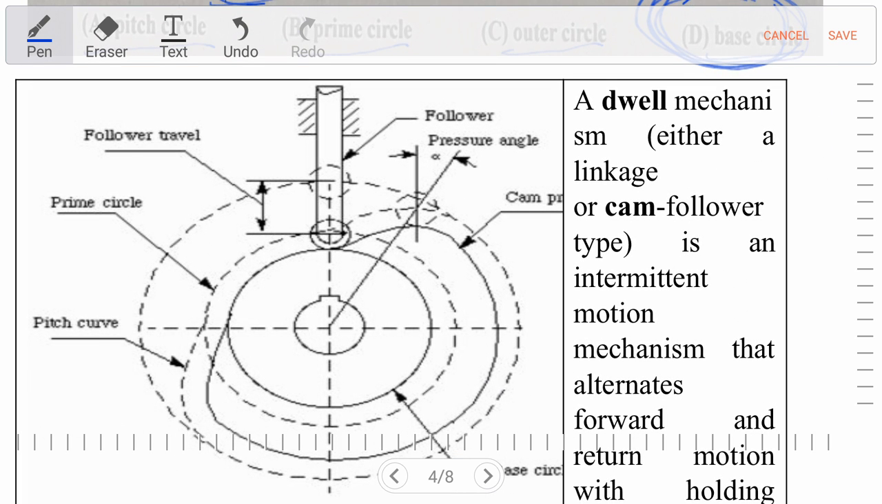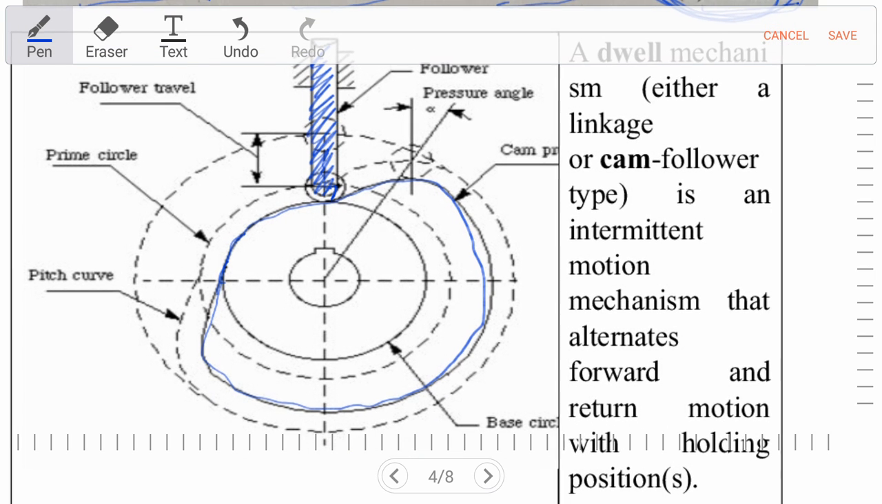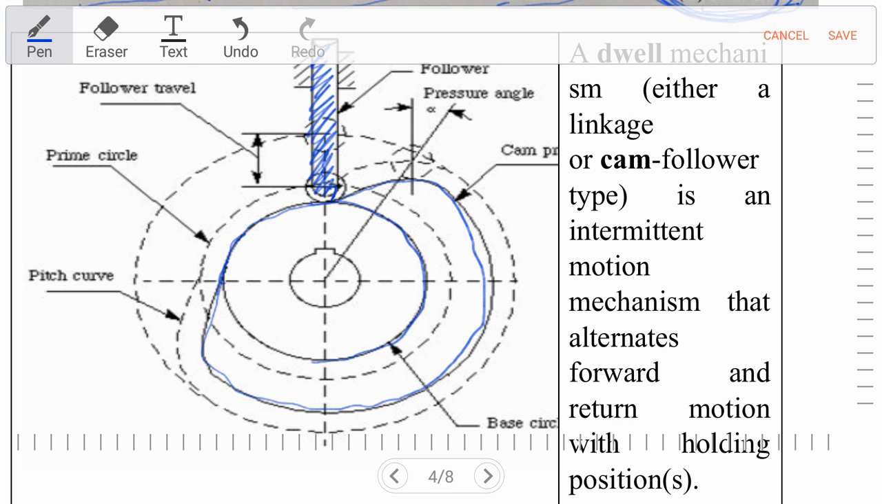In this spectacular vision we can see the follower. This shaded portion is our follower, and the line which I am overlapping over here, that is our follower, cam. This is our cam and this upper portion is our follower. So as we can see over here, the starting circle, this is known as base circle, which is nomenclature here.